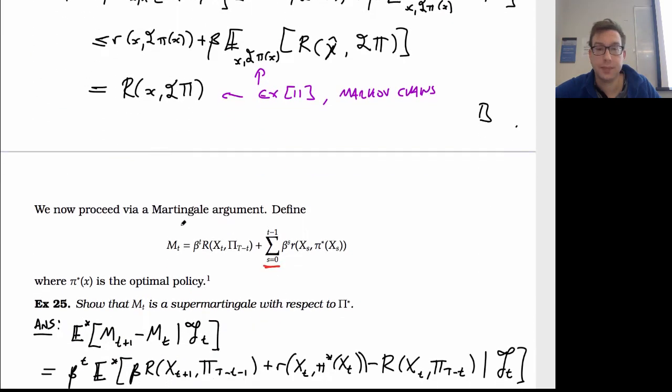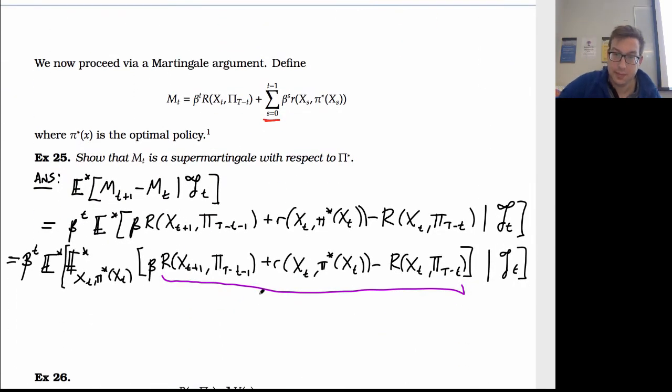Same as in exercise 24. We know from exercise 24 that this is less than or equal to 0. So this whole thing is less than or equal to 0.